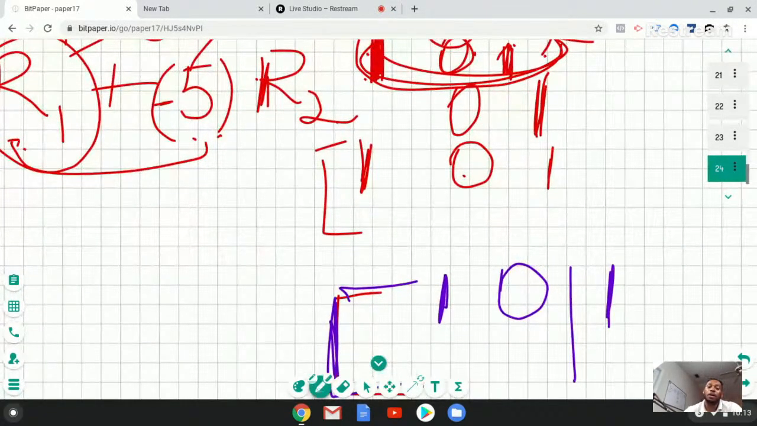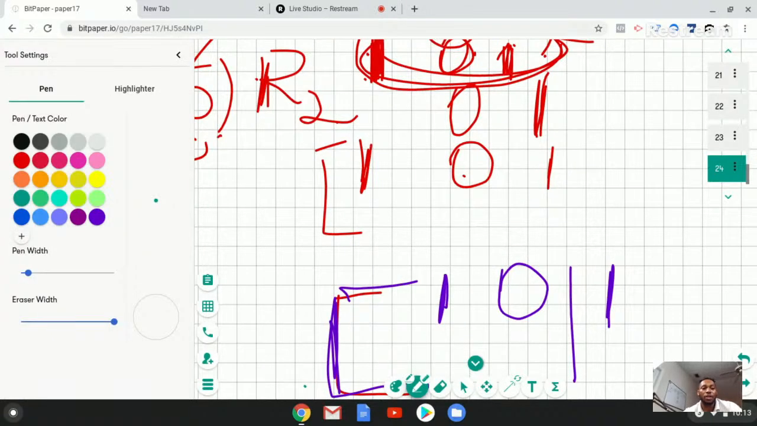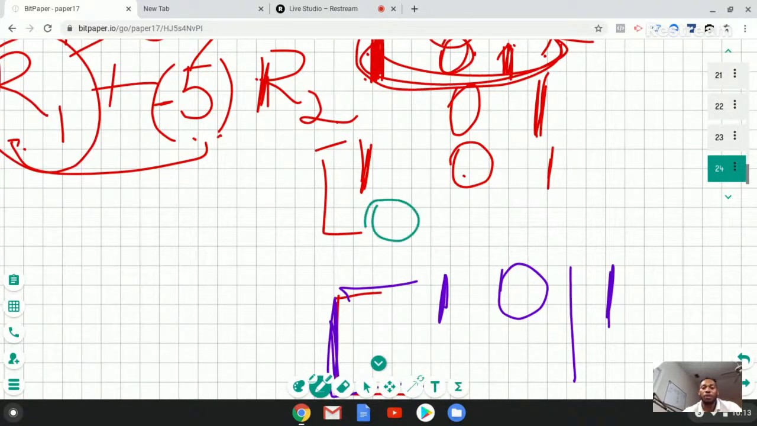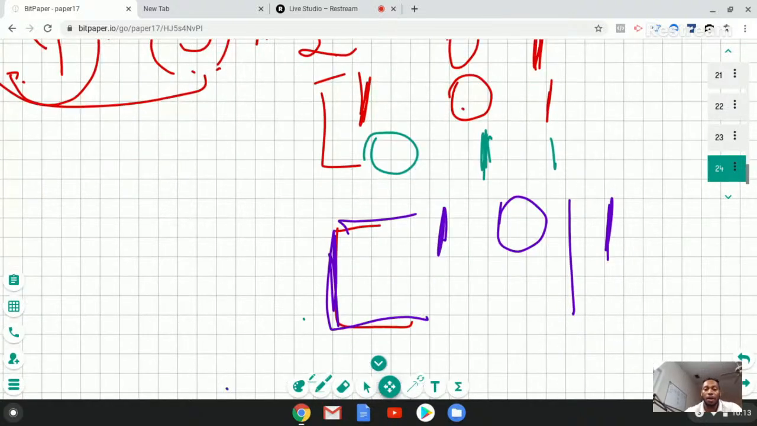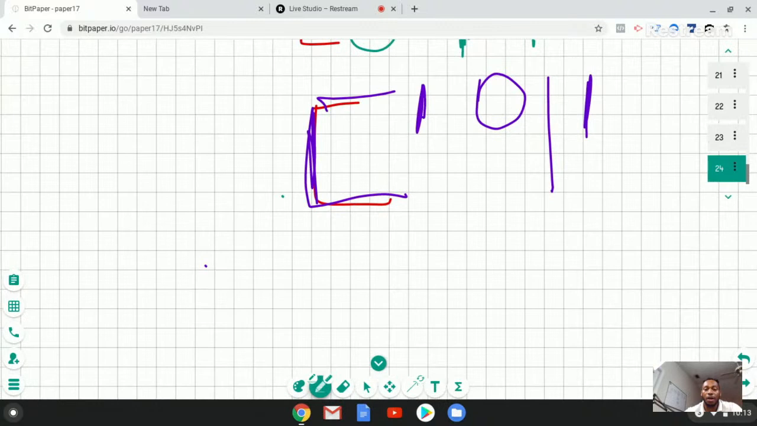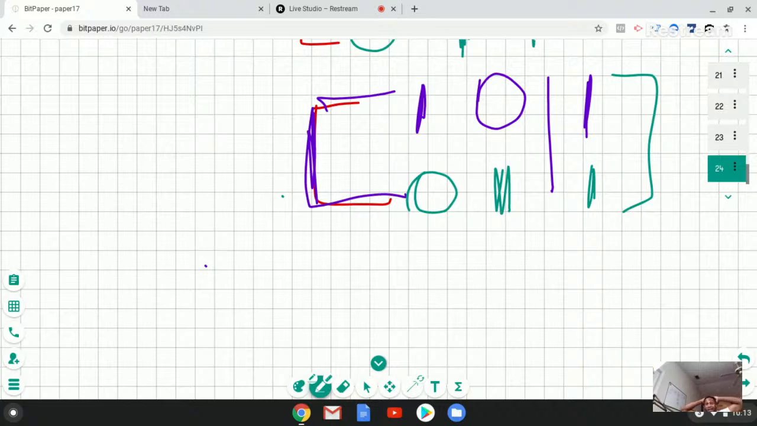Actually, wait. What was row 2 in green? Yeah, 0, 1, and 1. I'll put it right here. 0, 1, and a 1 here. Now, what does this say? So I ended up with this. What does this say? This probably doesn't tell you anything.